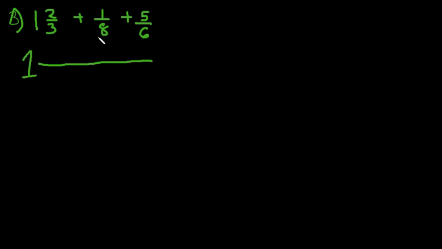Now, our lowest common denominator, lowest common multiple, there is no denominator that is common to the three of them, because 3 cannot go in 8, and 6 cannot go in 8 either. So we have to estimate for the lowest common multiple. What you can do is have 3 multiplied by 8, that's 24. 3 multiplied by 6 is 18. 8 multiplied by 6 is 48.